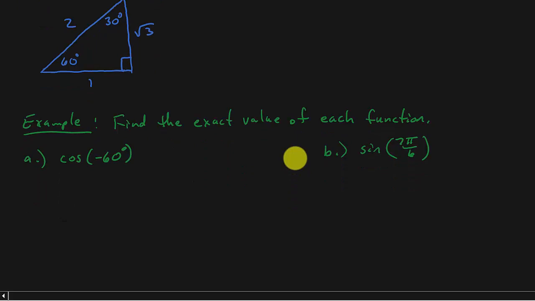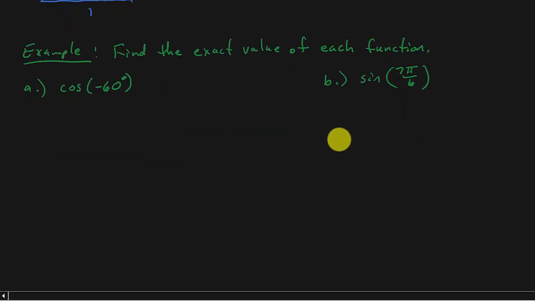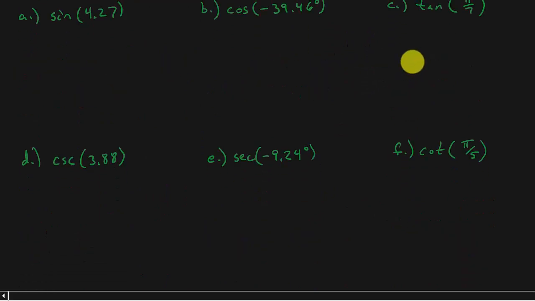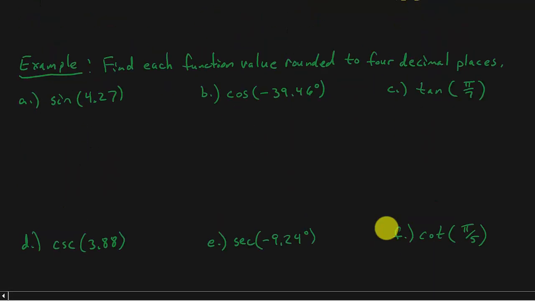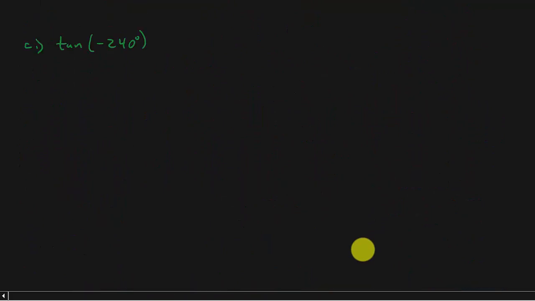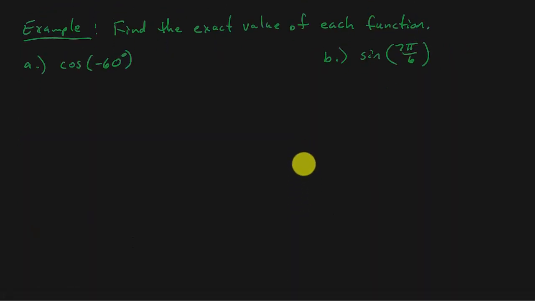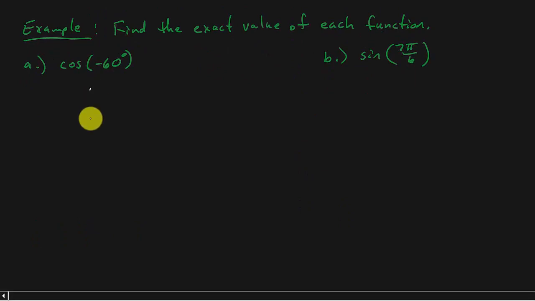All right, so let's look at this. Let's find the exact values. We got 3 of these to work, and then we've got some stuff with calculators, and that'll be it. Okay, so let's go through these, and it's going to be similar to what we did. So let's go ahead and do cosine of negative 60.